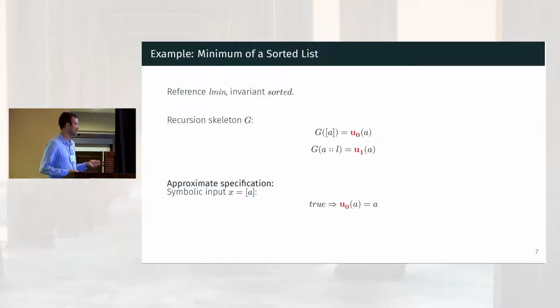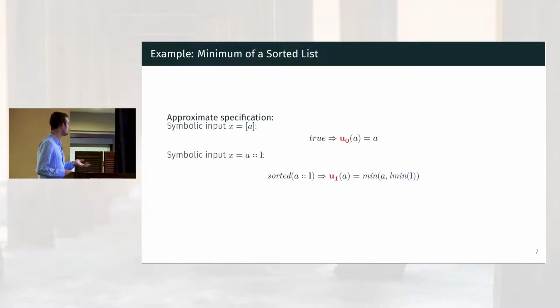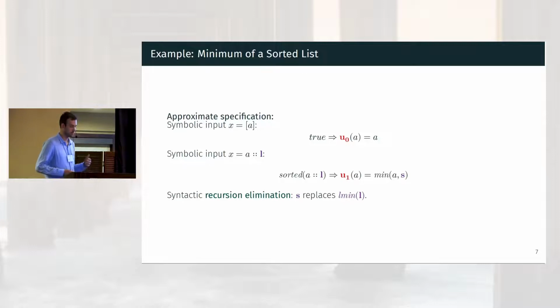The singleton list is always sorted, so the invariant is true, and U0 of A is a constraint that is in the theories I can solve with syntax-guided synthesis. And then if we take a symbolic input X, A followed by a list L, we have this constraint, but with the work that we presented last year, we know that we can syntactically eliminate the call to lmin by replacing it by a single scalar variable.